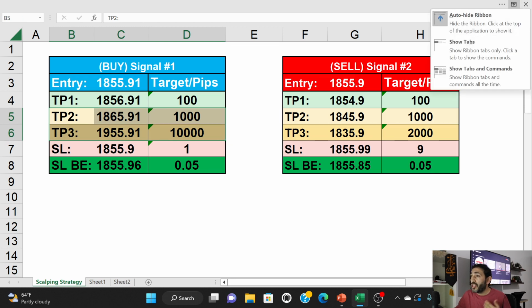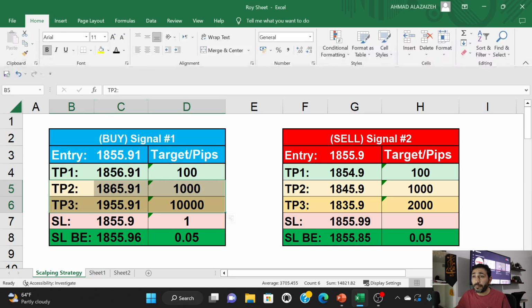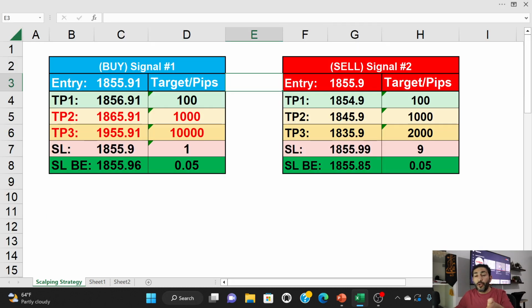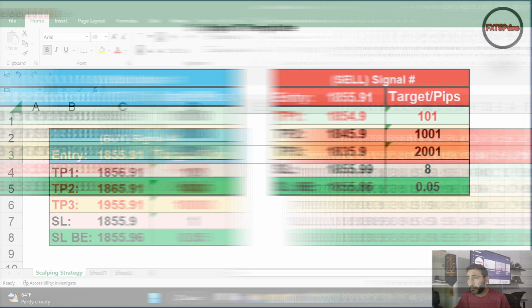So we're going to change this to red like this, and we're going to share it with you again. And when you see red writing like this, you understand that the signal which was given before has been modified. So I hope that you have understood this.